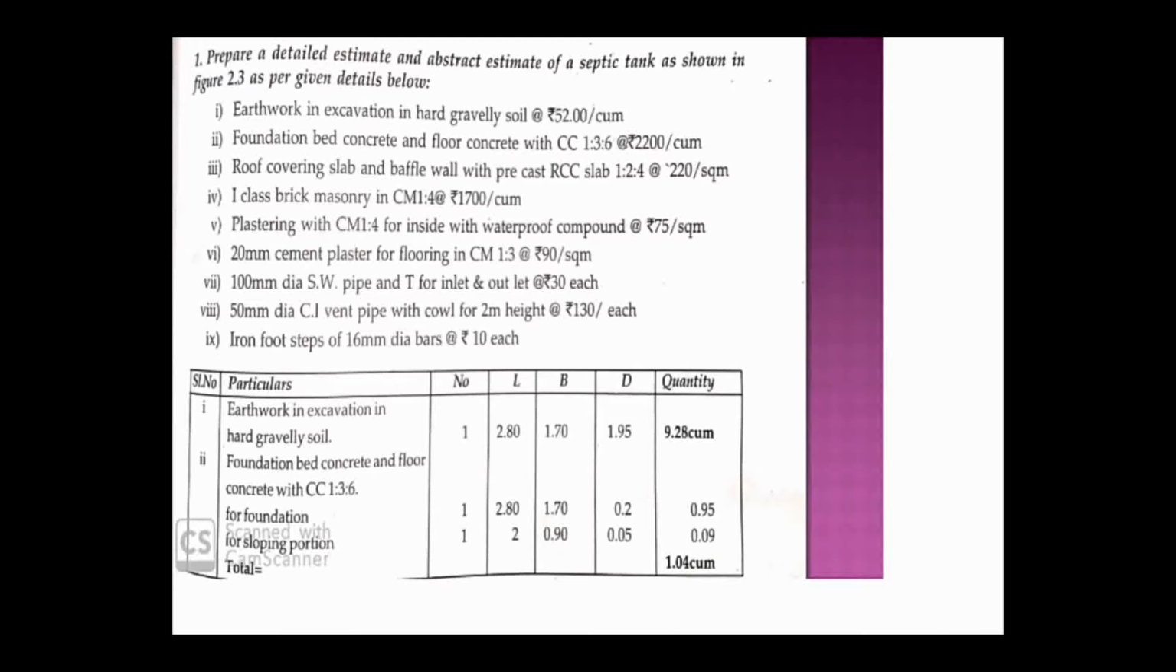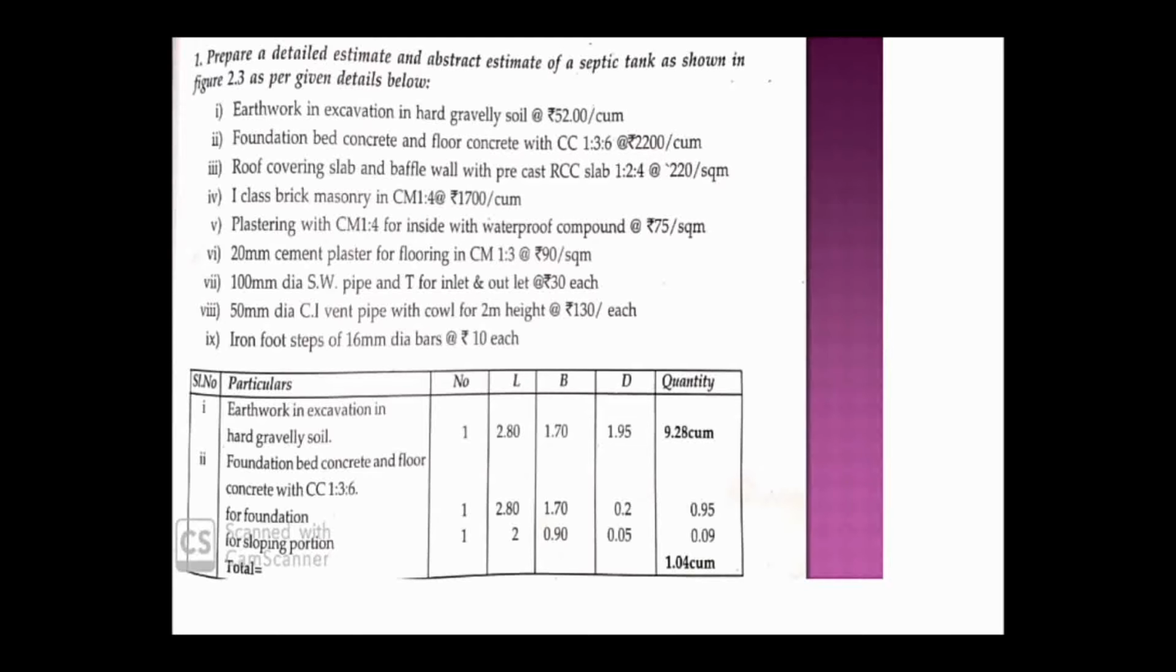So we have to multiply all this, that is 1 into 2.8 into 1.7 into 1.95. We are going to get it as a 9.28 cubic meter. This is your earthwork in excavation, hard gravelly soil. Same way you have to do it for all the other items.